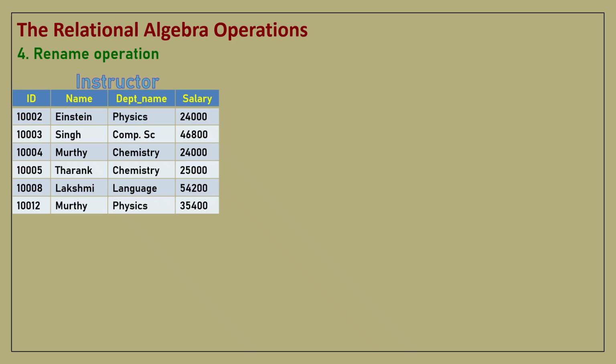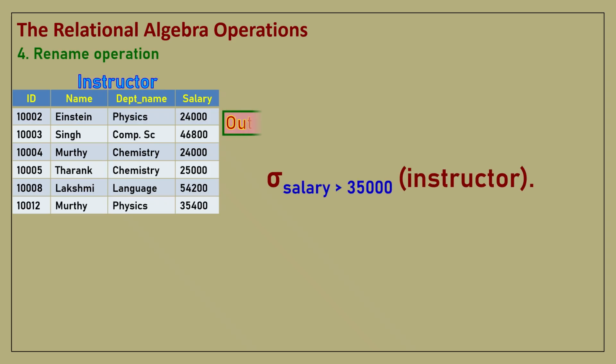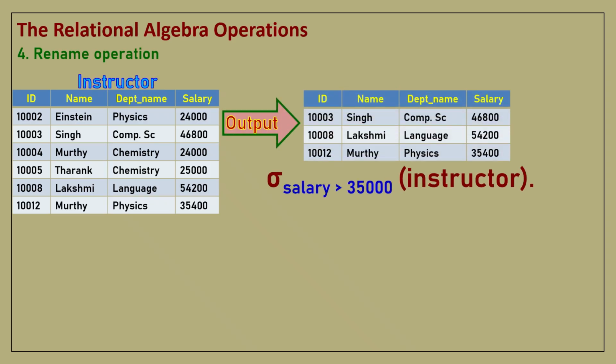Relations in the database have names. The results of relational algebra expressions are also relations, but they do not have a name. It will be useful in some cases to assign names for results of relational algebra expressions. We can rename the results of relational algebra expressions with the help of rename operator. Rename operator is denoted by the lowercase Greek letter rho.